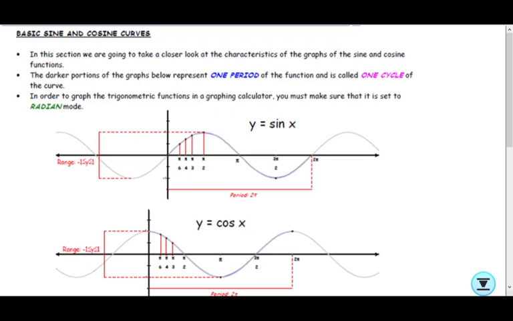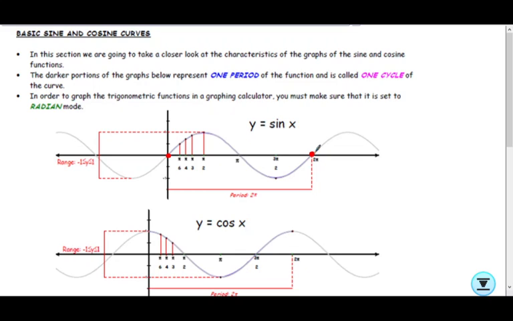All right, so yesterday we talked about the parent functions. So today we're going to talk about characteristics. So the basic sine and cosine curve, okay? I've given you the graph of a full, like if you put it into the calculator, what you would see on the calculator, okay? Now, the darker portions of the graph represent one period of the function. It's also called one cycle of the curve. It basically is talking about that you're going to see one wave, one full wave in one period.